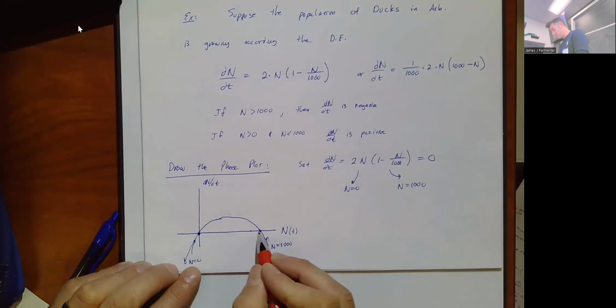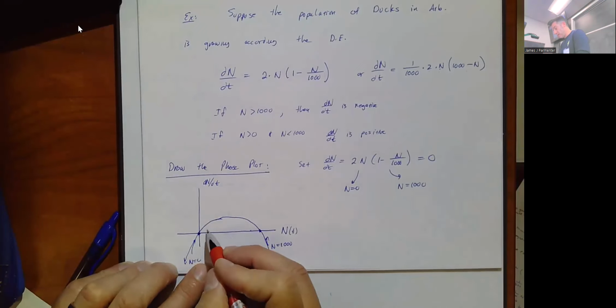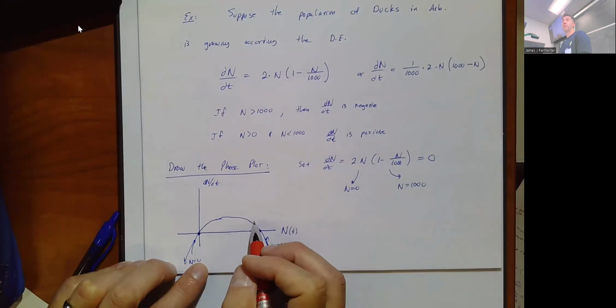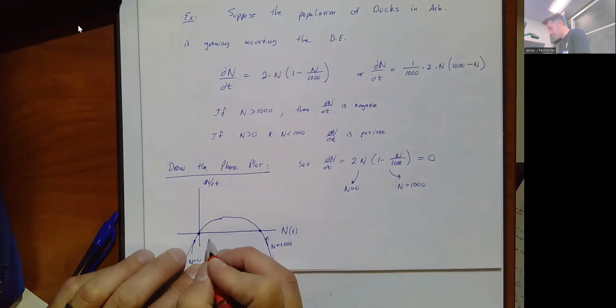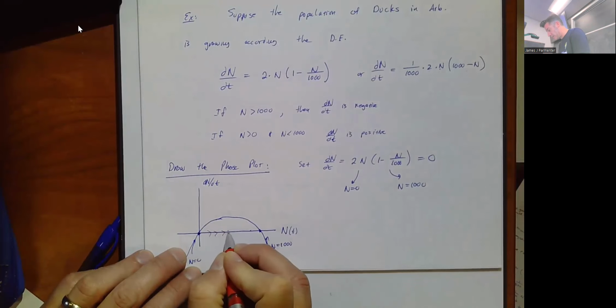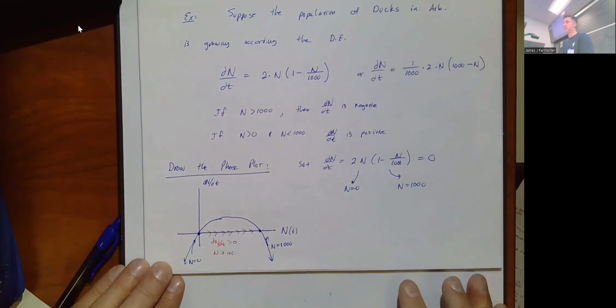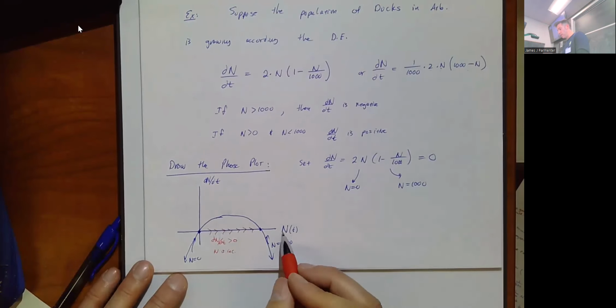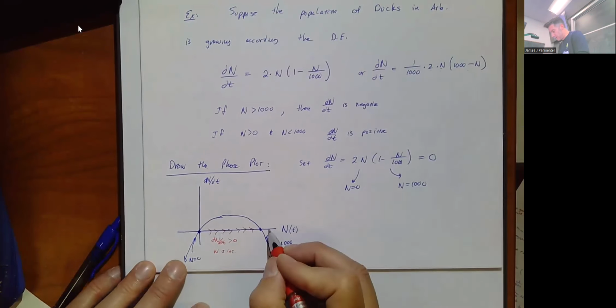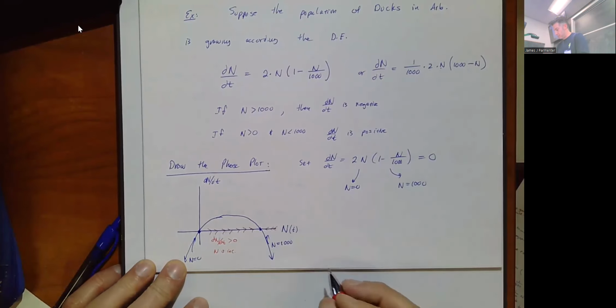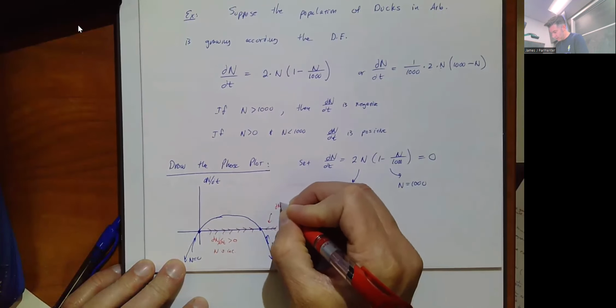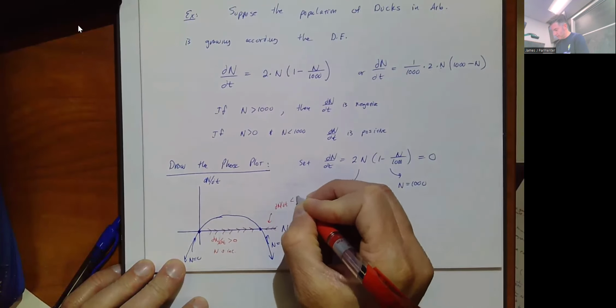In here, between 0 and 1,000, is my graph positive or negative? Positive. So that means n is increasing because dn/dt is positive. dn/dt being positive means that n is increasing. Over here, to the right of that equilibrium, the derivative is negative. So n is decreasing. So dn/dt is less than 0 there.